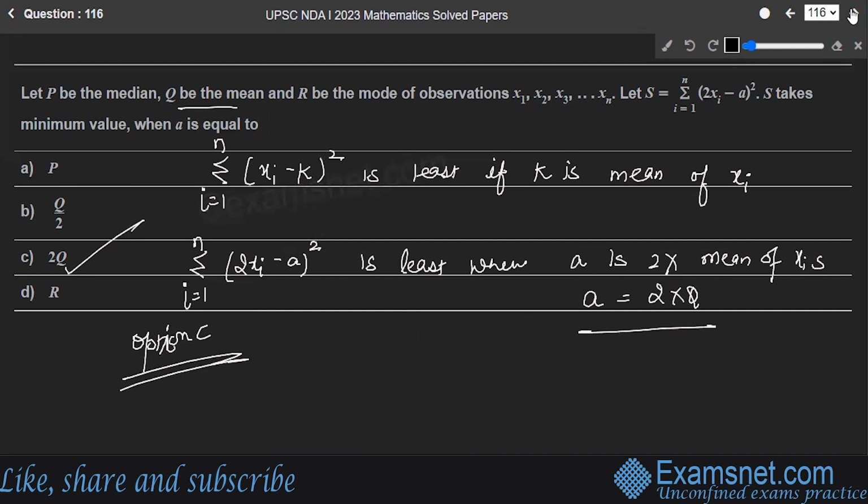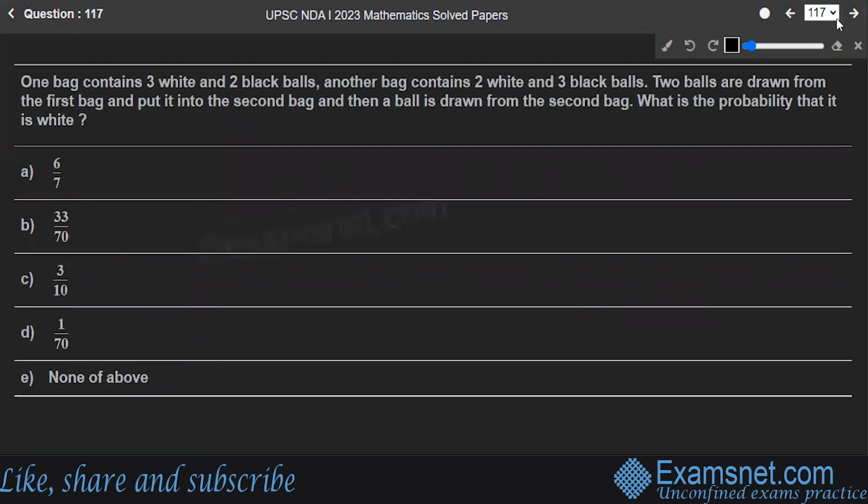Hope you got this. Let's move to the next question, number 117. It says one bag contains 3 white and 2 black balls. Another bag contains 2 white and 3 black balls. So there is one bag, box 1, which contains 3 white and 2 black, and this is box 2, which contains 2 white and 3 black balls. 2 balls are drawn from the first bag and put in the second bag, and then a ball is drawn from the second bag. What is the probability that it is white?